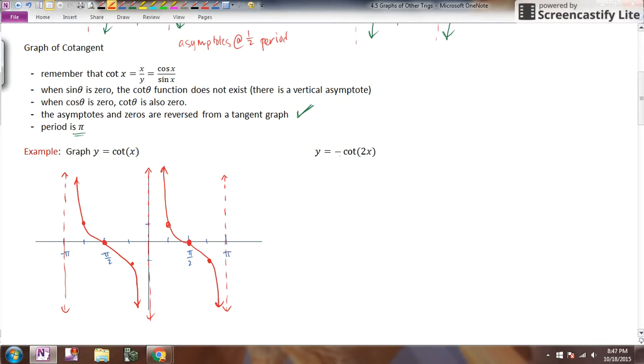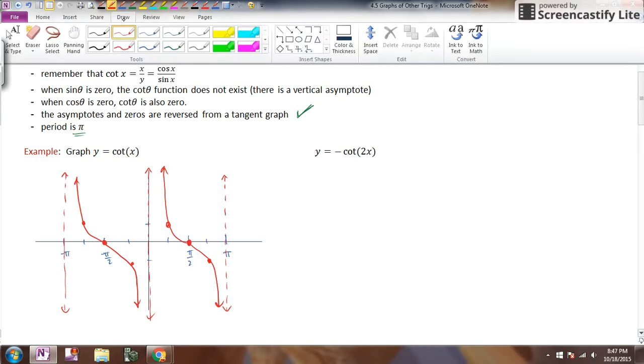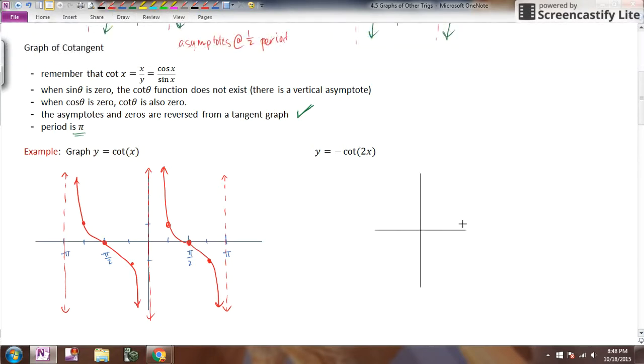Now the negative out front is going to flip it so it looks more like a tangent graph. The 2x is going to change the period. So let's see what that looks like when I do it. You could probably already tell that the period is pi over 2. So if I go out here to pi over 2, then this is pi over 4. This is pi over 8. And then add those two, you'll get that guy. Negative pi over 2, negative pi over 4. And then these guys, my one tick mark.